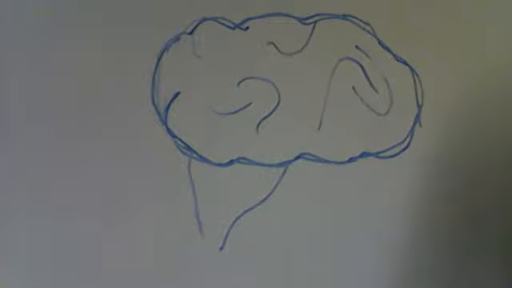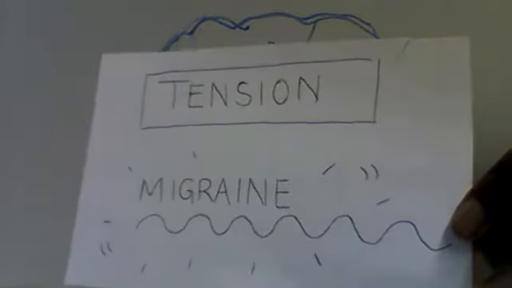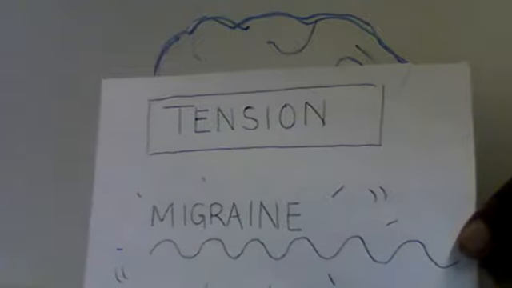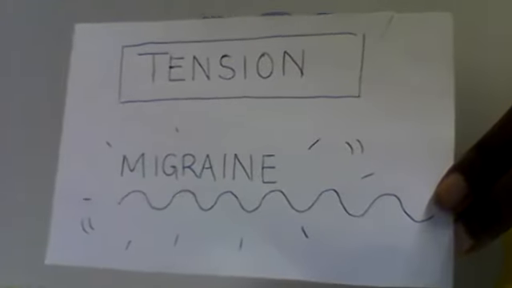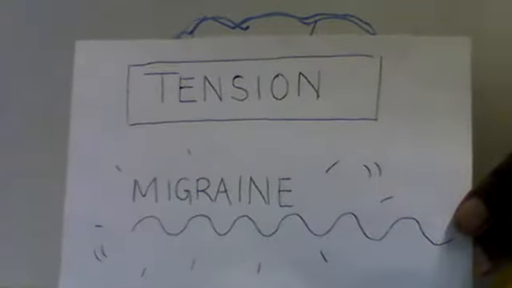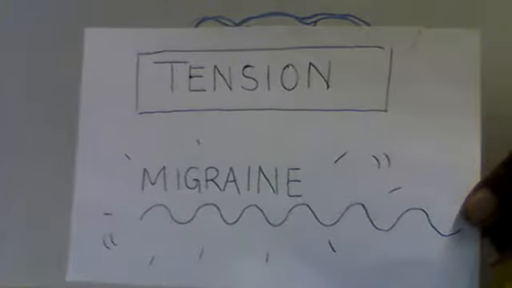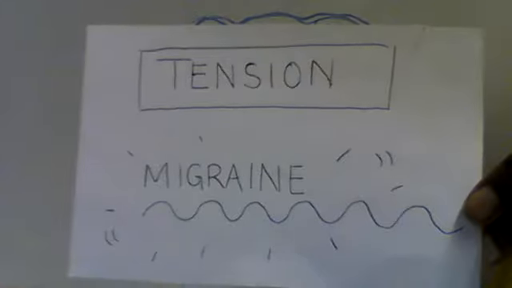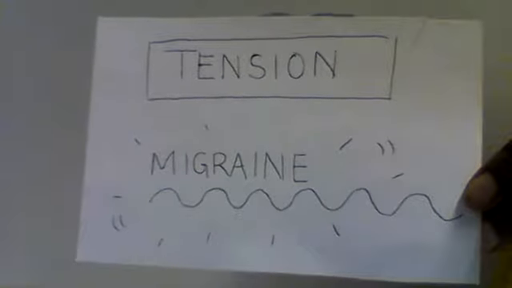So the main types of headaches that you will come across are tension and migraines. So tension, I think this is the most common presenting type of headache. This is usually bilateral, and it's described as a band-like pressure. It's often worse in the evenings.